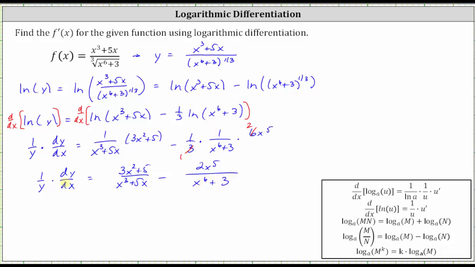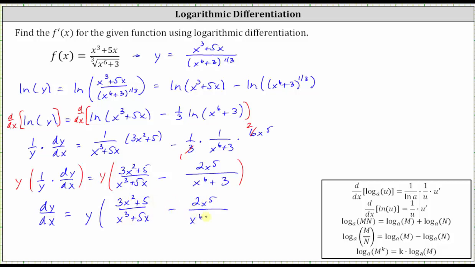And now we need to solve for dy dx by multiplying both sides of the equation by y. On the left, y times 1 over y simplifies to 1. 1 times dy dx is dy dx. We have dy dx equals y times the difference of the rational expressions. So while this is the derivative, we prefer to express the derivative with respect to x only in terms of x. So now we replace y with the original function. Let's do this on the next slide.